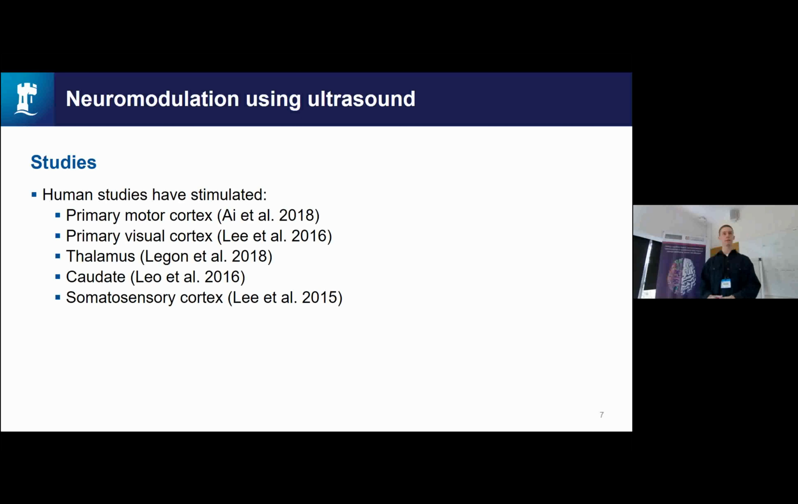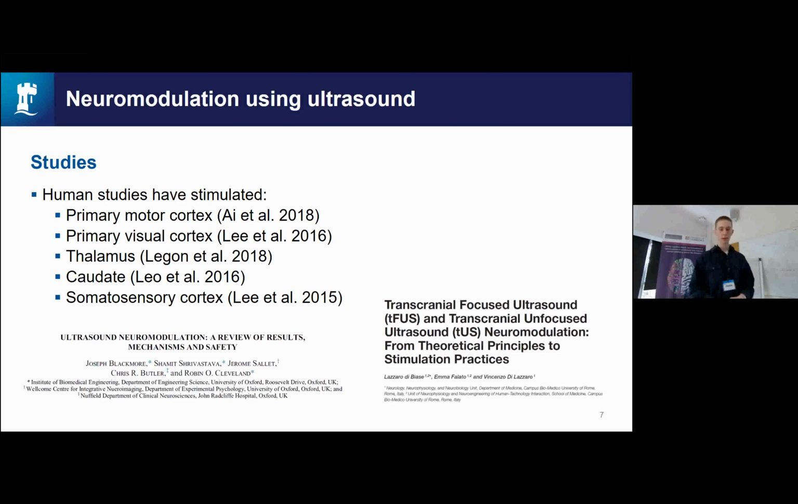Now, no more significant physical responses have been seen in humans, but in rats and mice, I think there have been twitches of limbs and tails due to targeting the motor cortex. And I'm not going to go into loads of detail on these studies, but I'd recommend the following two review papers if you're interested.